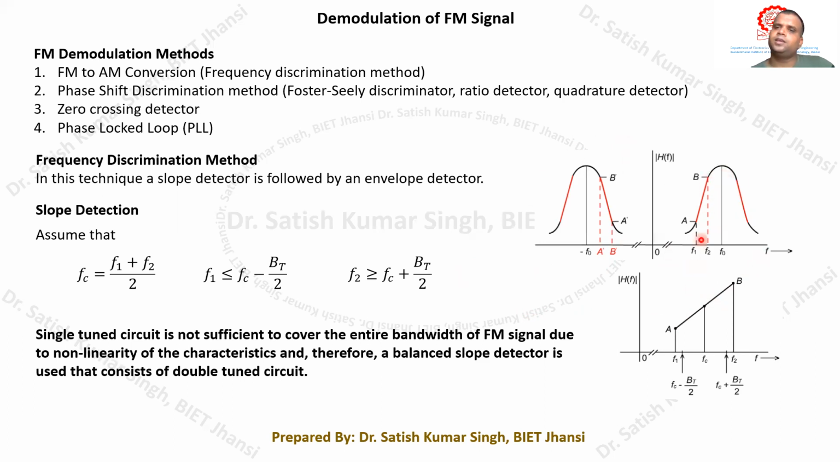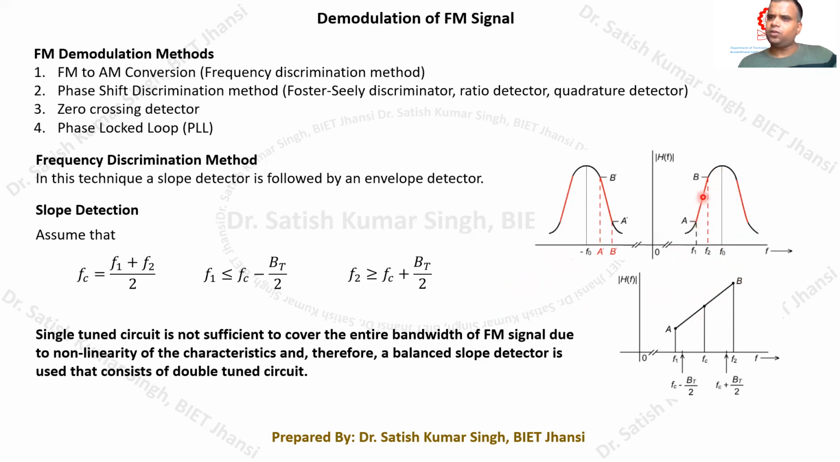Because of the non-linearity of the characteristics, generally this range will not be sufficient to cover the entire 200 kilohertz bandwidth, and therefore a single tuned circuit cannot be suitable for doing the demodulation, that is, converting the FM into AM. If this range is not sufficient, a certain non-linear portion will also come, and therefore the frequency to amplitude conversion will be non-linear because of the non-linearity of the curve.